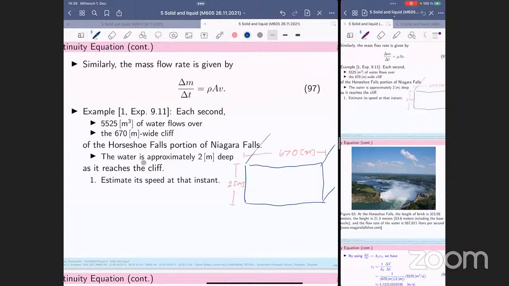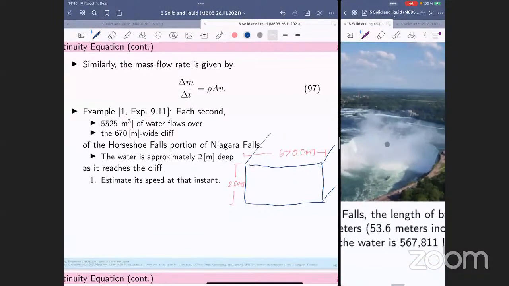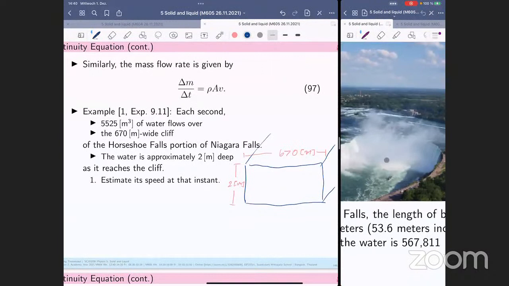As 5,525. It's more than 1 ton, right? It's 5.5 tons per second, so it's a big amount of water flow actually. It reaches the cliff, and the water will fall down to the lower position.